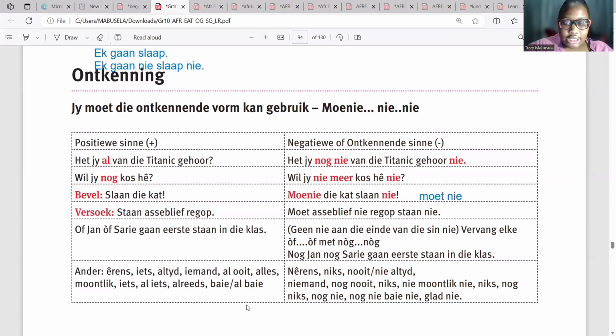Iets, niks nie. So that's just repetition. Al iets, nog niks nie. Alreeds, nog nie. Baie, nie baie nie, or al baie, you can say glad nie. So those are the rules that we have with ontkenning, also known as negatiewe.